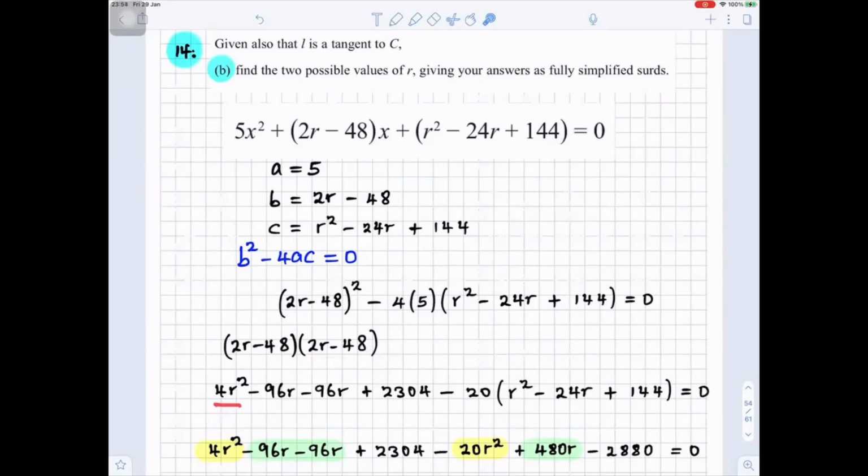That will give us 4r squared minus 96r minus 96r plus 2,304, minus 4 times 5, which is 20, and it has to be 20 times that. So we would put 4r squared and 20r squared. Because when you remove the bracket, that will be minus 20r squared. Minus 20 times 24 would be plus 480r, and minus 20 times 144 would be minus 2880.